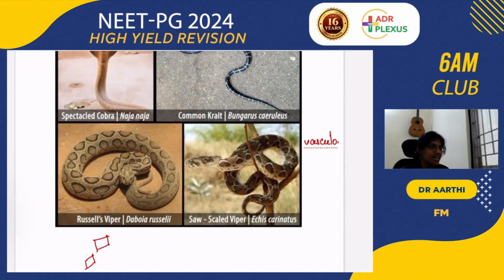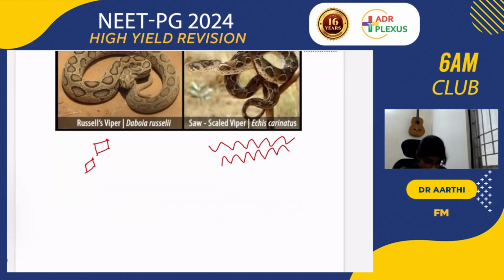Whereas in saw-scaled viper, it is actually not a diamond it is having. On either side, it will have a saw-scale like pattern. Now, when it combines together, it will look like a diamond, but it's actually a saw-scaled pattern that they have. But when you see a well-defined diamond on the surface, you think about Russell's viper. Now, last one, myotoxic will be your sea snake. For sea snake, we do not have anti-snake venom in India.